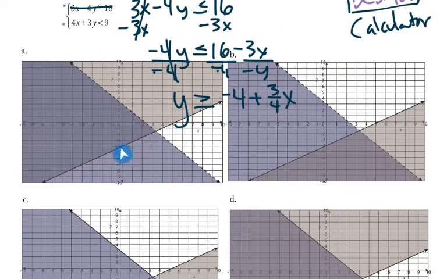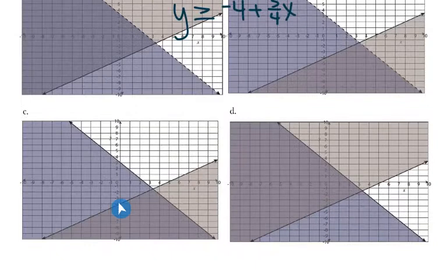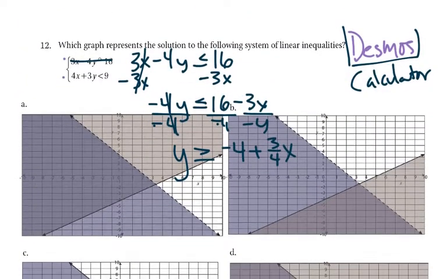Slope of 3 over 4, so up 3 over 4, up 3 over 4. So that's not going to help us. Okay, but that's how we'd graph that.